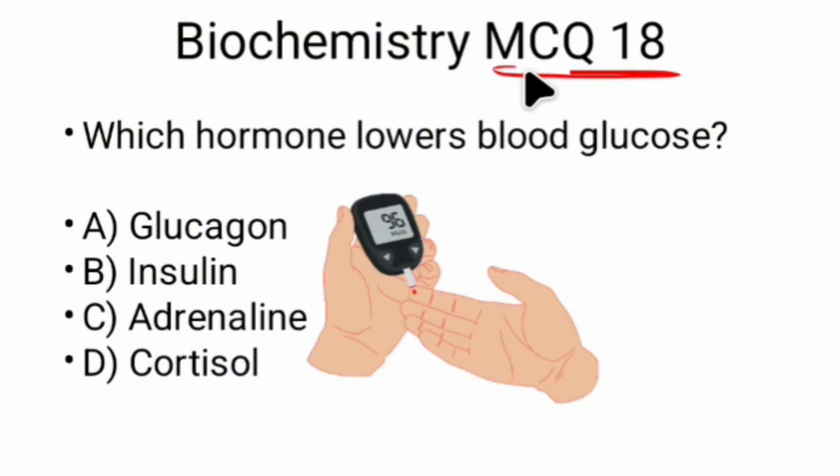Question number 18. Which hormone lowers blood glucose level? Correct option is B. Insulin is a hormone which lowers blood glucose level.